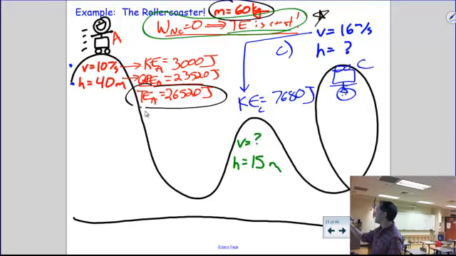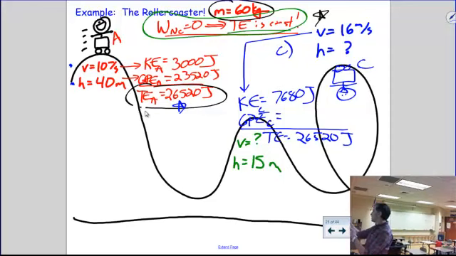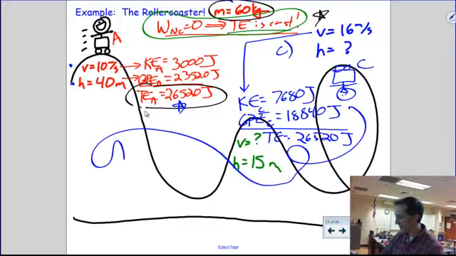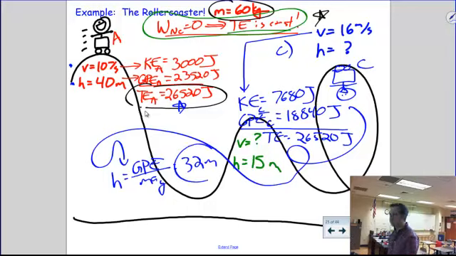Oh, to find his height, I need to know the GPE, but I can't find the GPE without the height. So we're in our spiral of doom. So what do we know about the total energy? Oh, it's constant. Total energy is still this number. So we can subtract. You get 18,840 joules, and you can use that then to find your height. So I'm going to take that number and divide it by the mass and divide it by acceleration of gravity, and you get 32 meters. Okay?